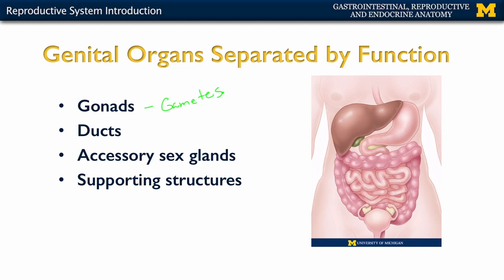Accessory sex glands are going to secrete fluids that will play a role in terms of the protection of the gametes or the fertilized ovum, as well as lubrication, which is important as well. And lastly, supporting structures. Specifically, we're going to talk about the muscles and ligaments that play a role in terms of the pelvic cavity and the perineum.